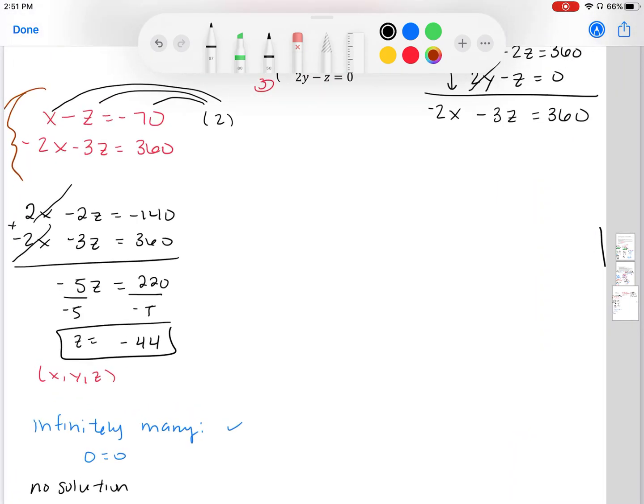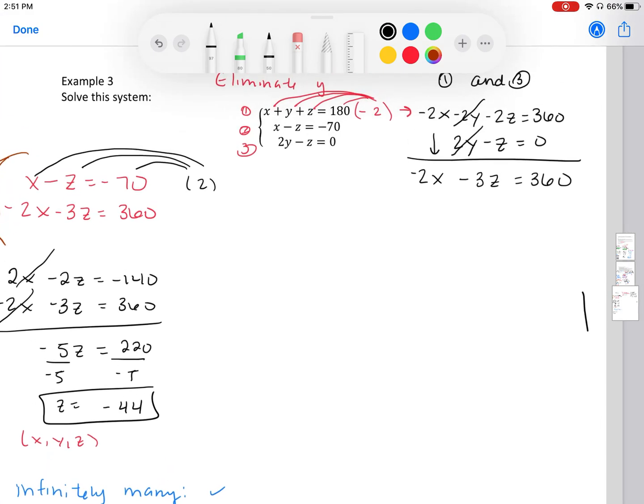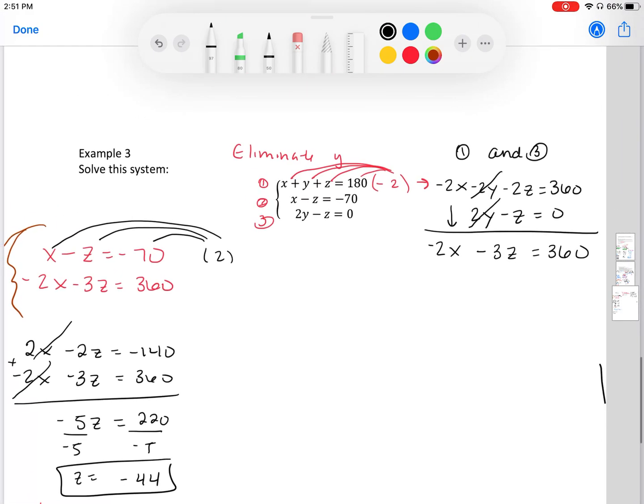Okay, let's plug it into one of our equations. So let's use that first one. x minus z equals 70. And we have z is equal to negative 44. So I have x minus negative 44 is equal to 70. I have x plus 44 equals 70. So I have 70 minus 44. That gives us 26.